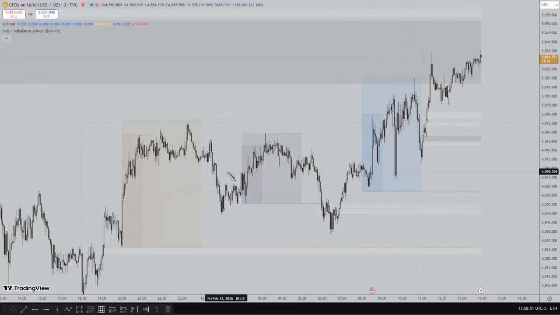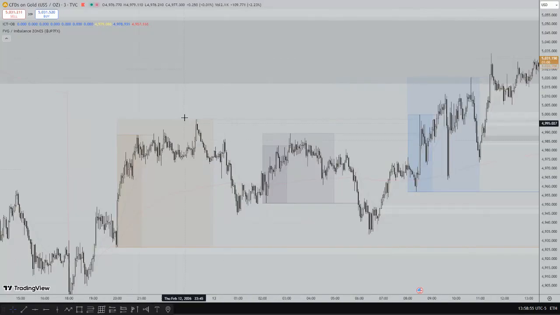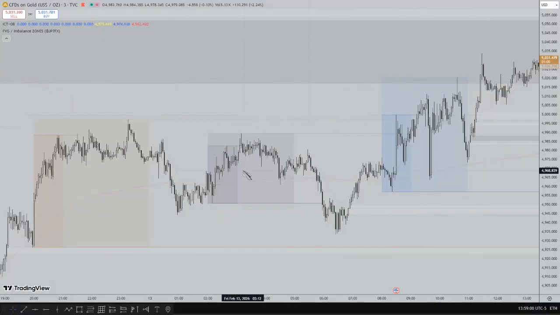Okay, so I'm on the 3 minute because this is where I usually like to catch my entries for these indicators. Let's just start with the basics. We'll start with London. This darker purple is London. This orange one is Asia. And this blue one is New York. It's the first 2 hours of the session. And then, like I said, we have the first 1 hour in the darker portion.